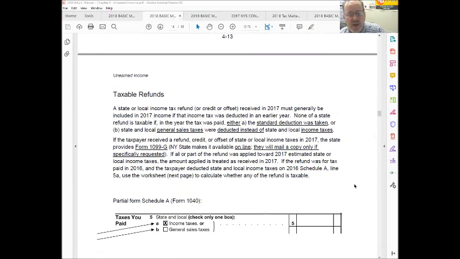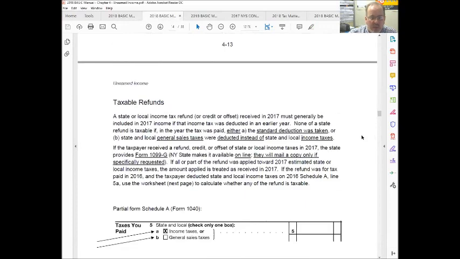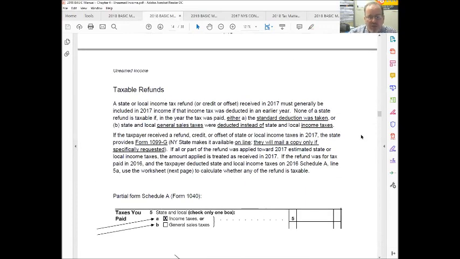Taxable refunds, okay? If you receive a state or local tax refund for 2016, you would record that on your 2017 tax return if you itemize, okay? If you do not itemize, then we will not disclose that, okay? So that's where you would make sure you have those different forms. It talks in there about the 1099G, okay?